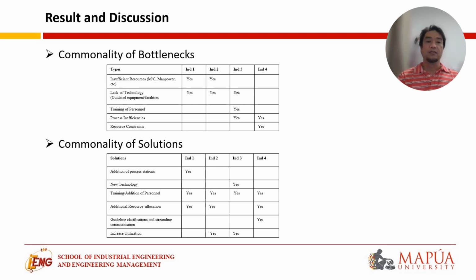For the commonality of solutions among the four industries, what we had is addition of process stations, new technology, which is for Industry 3, training additional personnel to make the process efficient, additional resources allocation, guidelines clarification, and streamlined communication, as mentioned in Industry 4, which is very specific, and increasing utilization, which is Industry 2 and Industry 3.